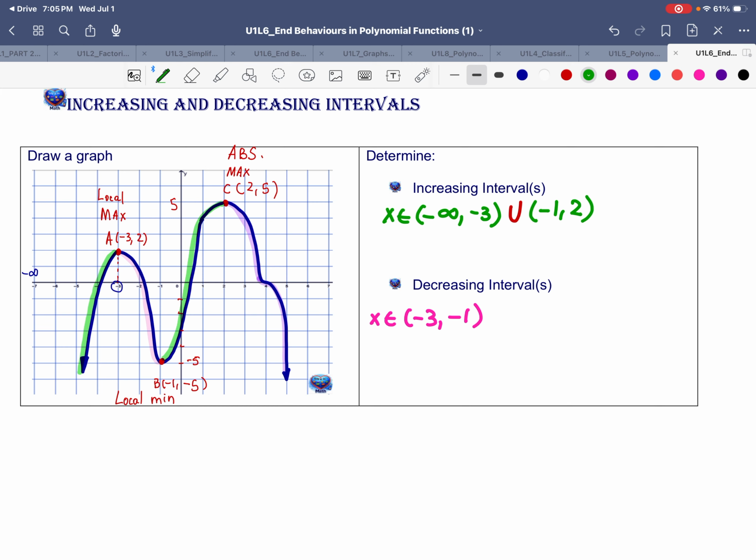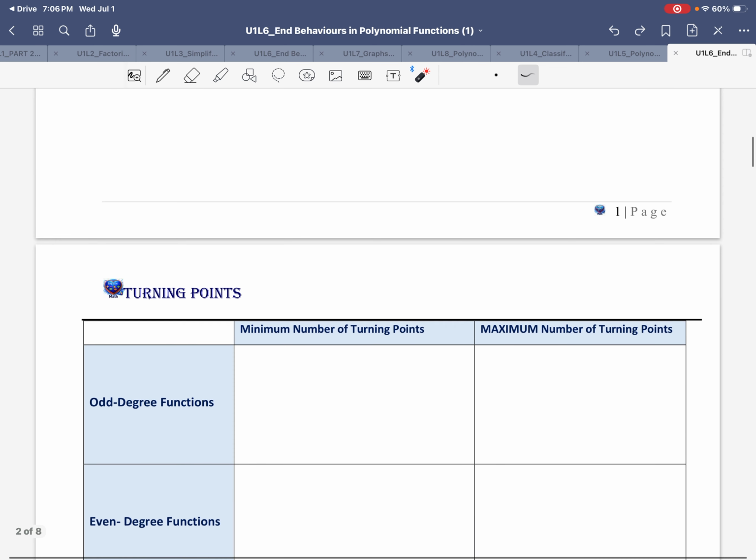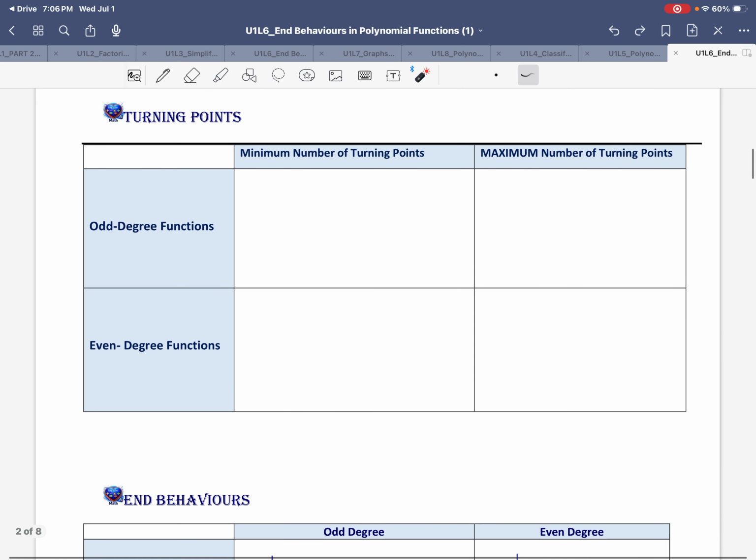So we're going to allow this interval from 2 to infinity to join the -3 to -1, and we'll unite these two intervals by this special symbol. If you remember, this is the addition, but this applies to adding sets of numbers. Now next we'll continue with the turning points, so the maximum and the minimum number of turning points.